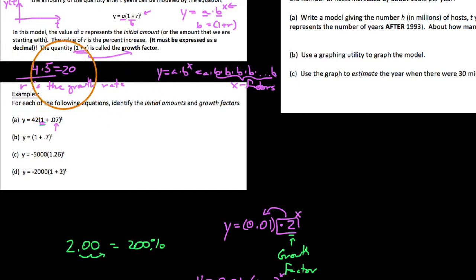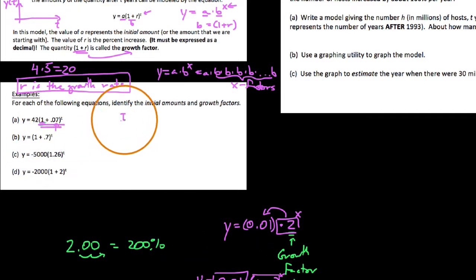There is a difference between growth factor and growth rate. Growth factor is this entire thing, 1 plus r. What's our growth factor, decay, and initial amounts on these down here? We're going to say that our initial amount is always the a value up front, and our growth factor is this thing right here. In this first instance, the initial amount of whatever we're starting with is 42, and it's growing by a factor of 1 plus 0.07.